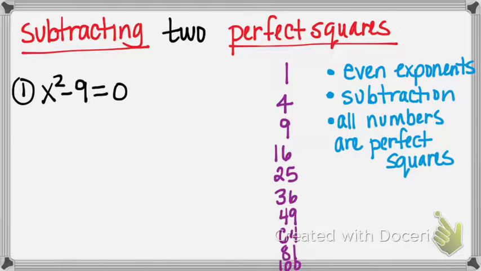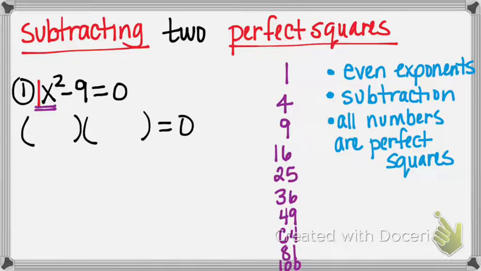So let's make sure we're answering all of these questions. So first of all, you see we have an exponent. Is that exponent even? Yes. Is it subtraction? Yes. The number in front of x squared is 1. And then we have a 9. 1 and 9, do they appear in this list? So that means it's a pattern. No box needed. Make your 2 parentheses.